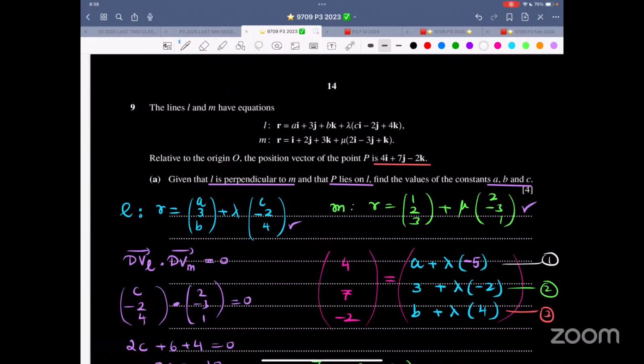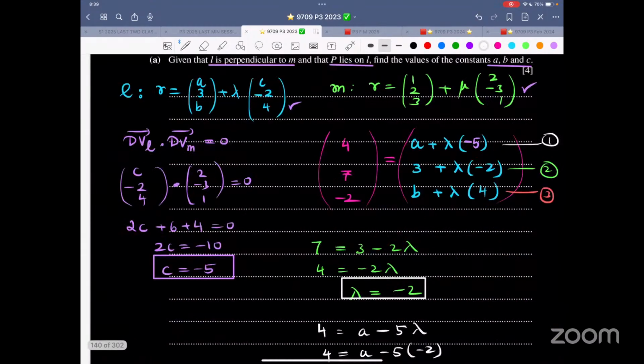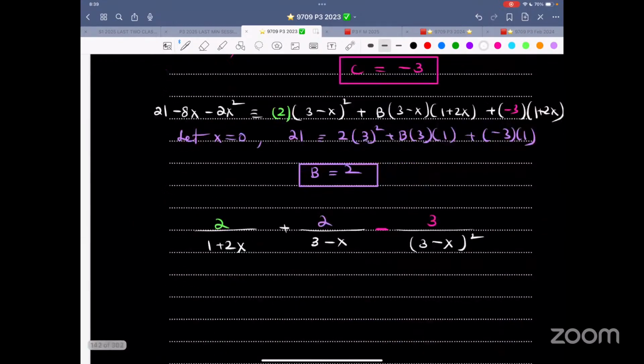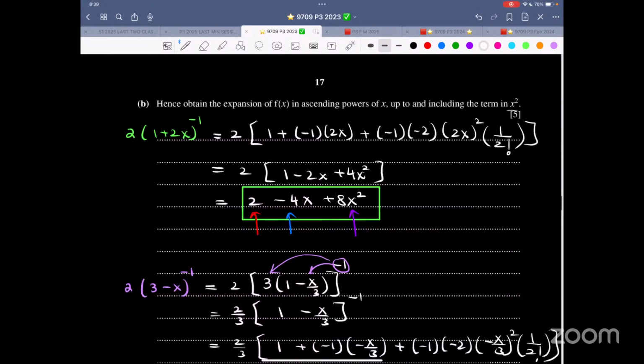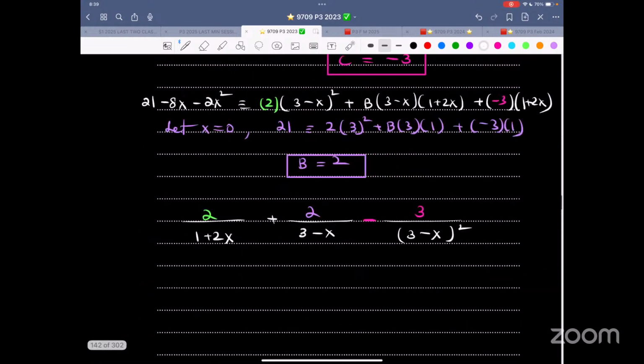And let's see, vectors is for tomorrow, my bad. Integration, partial fractions, binomial. Yes, the long type of binomial. Look at this. And I think that's the last question, because I need to save my energy and voice for tomorrow and the day after tomorrow. So I should not overdo it.